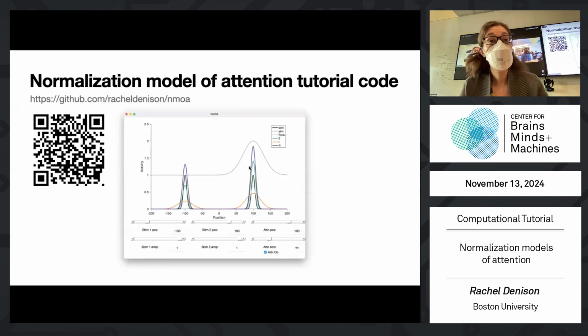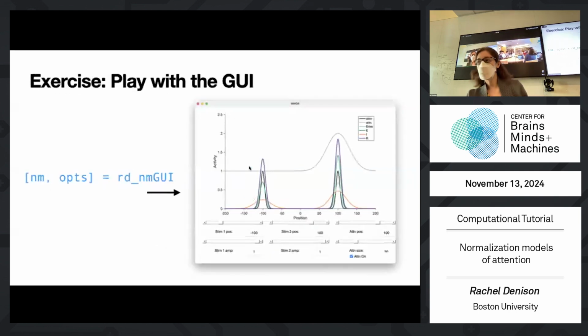Is it attention model.m, which file? Oh, let me show you. If you already got the code, do this. Sorry, this is a little annoying, but you do have to use these exact arguments, NM and OPTS, because it's expecting those things to be there in the workspace.